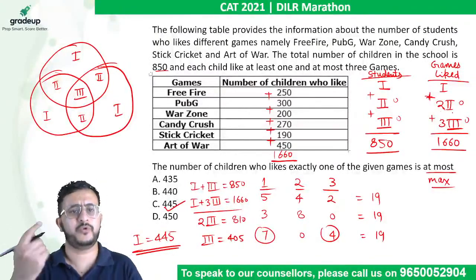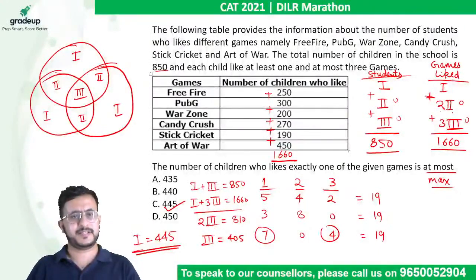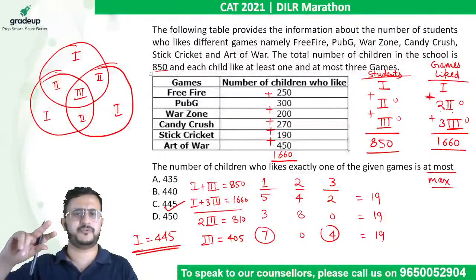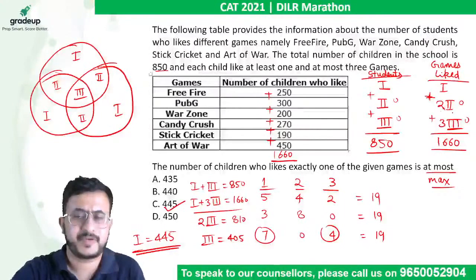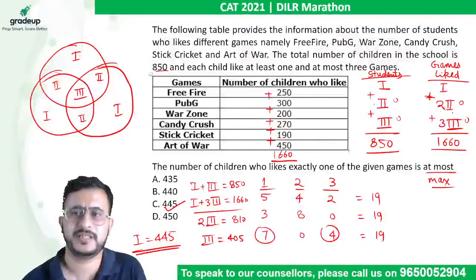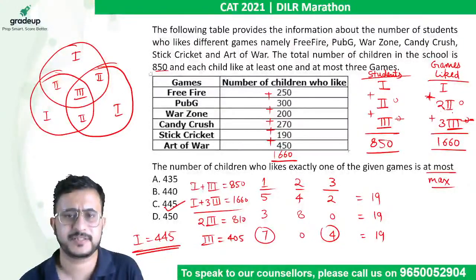Is that clear? If more people like 3 games, the total number of games would increase faster. But if, let's say, more people like 2 games, the number of games would not increase very high, right? So that is why we put this 0 and maximize this also. If we put 1 in place of 3, and we have to find the maximum value of this, then this should be minimum.